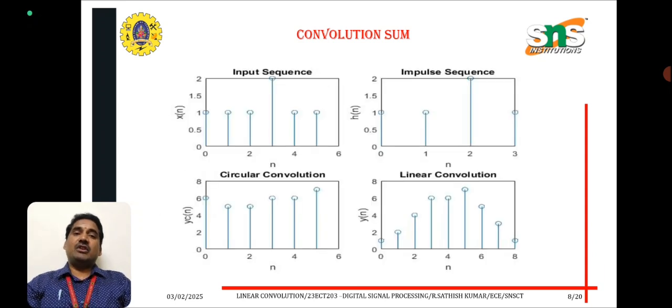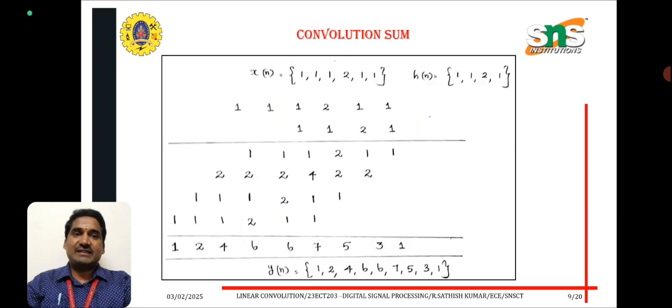Next one, this is the convolution sum of the input sequence and the impulse sequence. We are going to compute it by using linear convolution and circular convolution. For the above two sequences, the convolved sequence can be given as: index 0 is equal to 1, 1 is equal to 2, 2 is equal to 3, 3 is equal to 6, 4 is equal to 6, 5 is equal to 7, 6 is equal to 6, 7 is equal to 4, 8 is equal to 2. This is the convolved sequence of the input sequence with the impulse sequence.